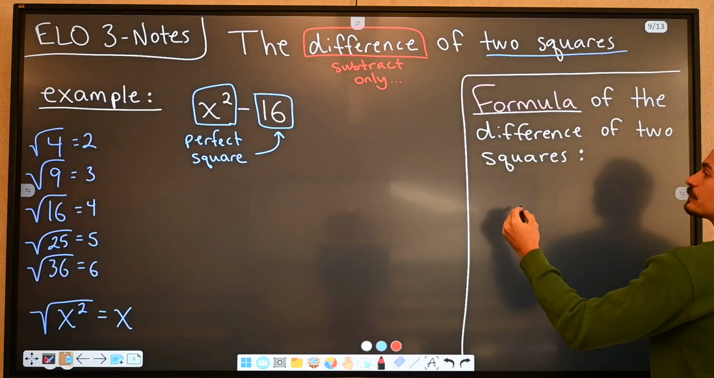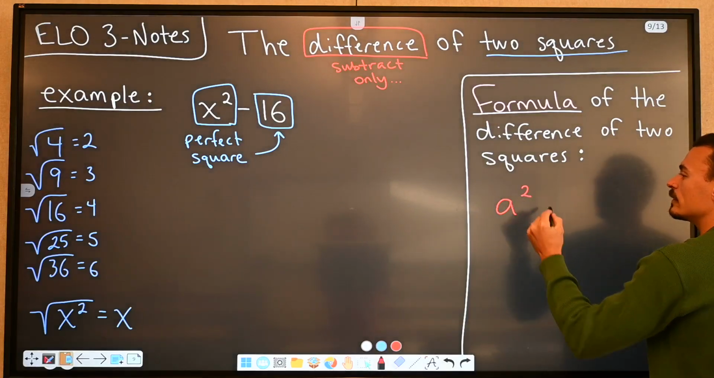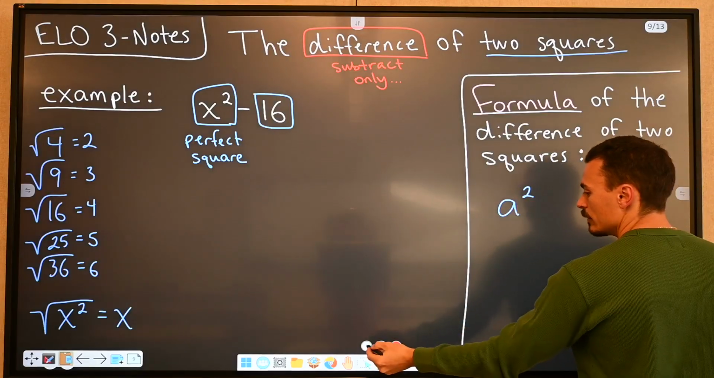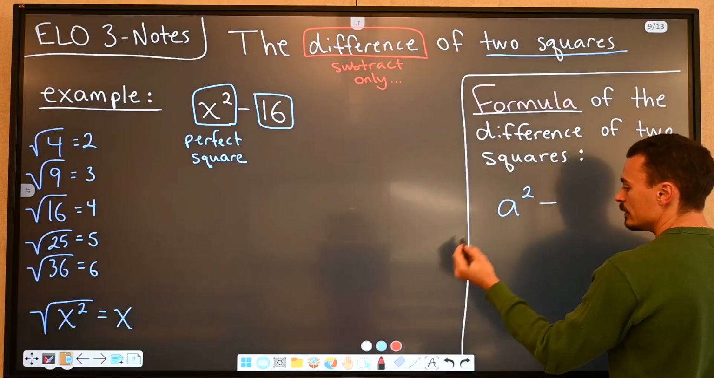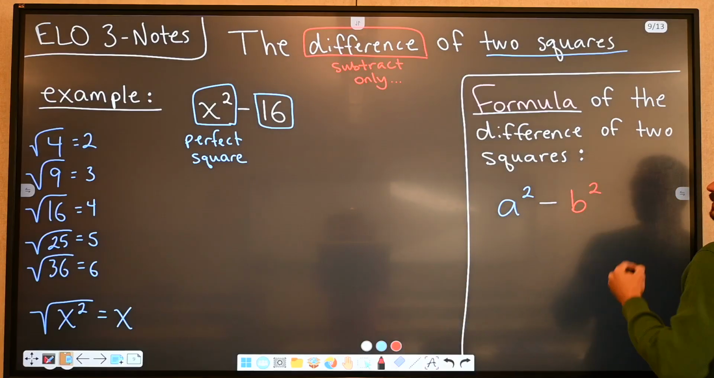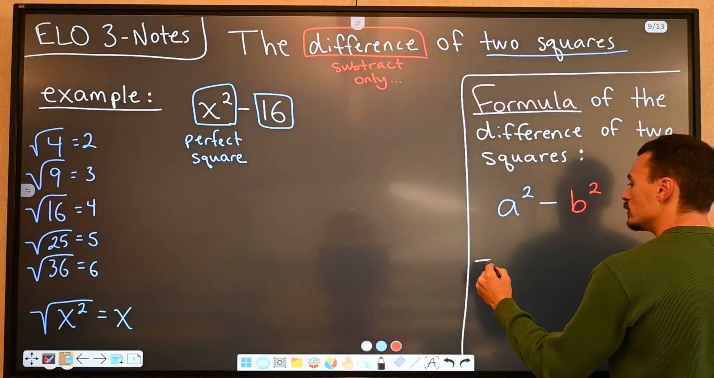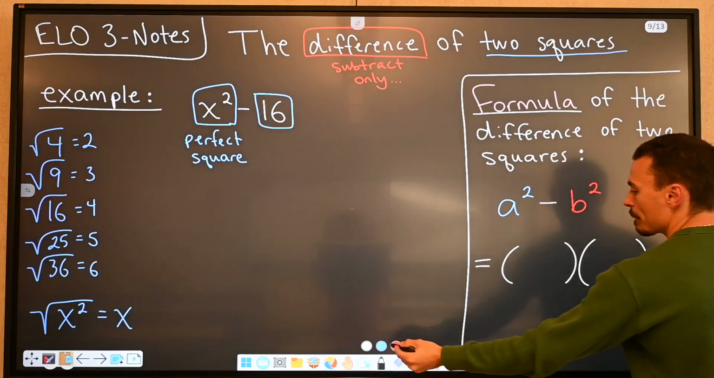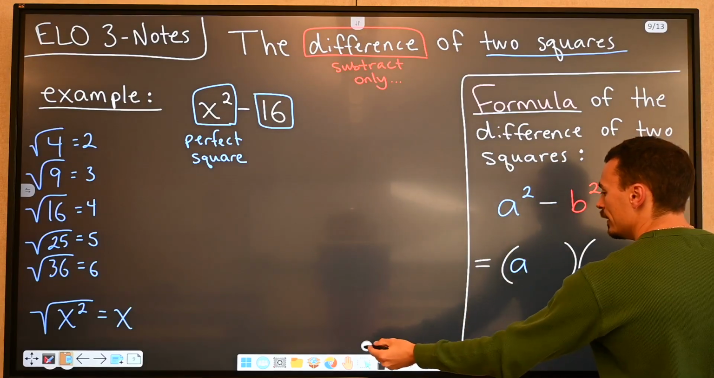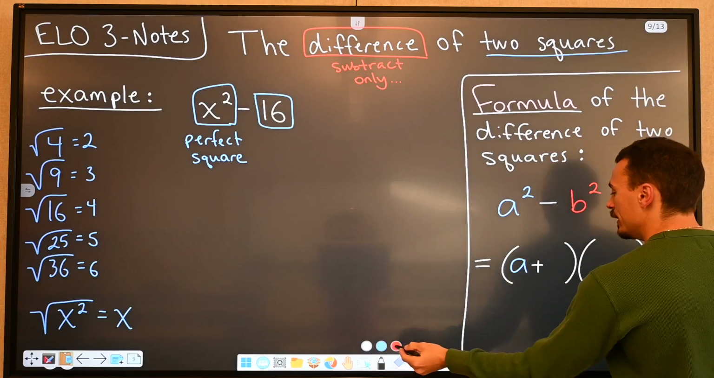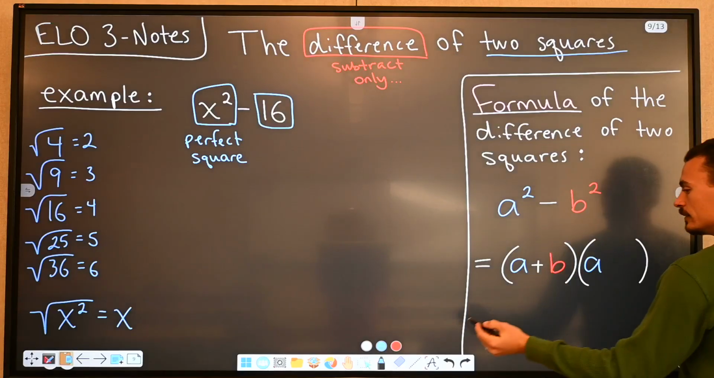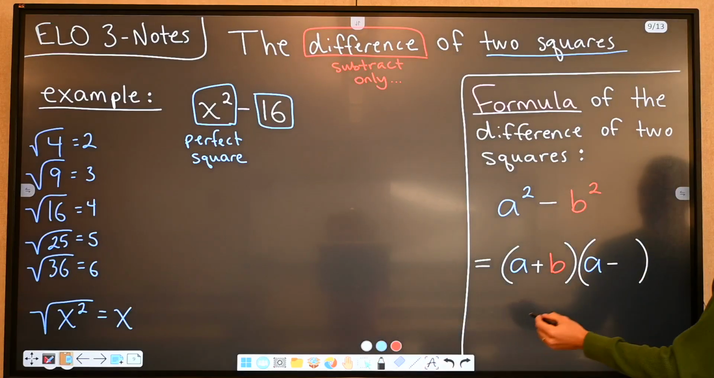So the formula is a squared minus b squared is equal to a plus b times a minus b.